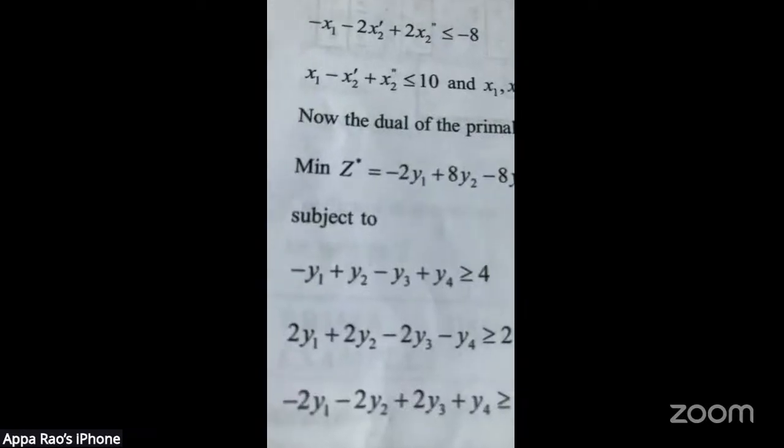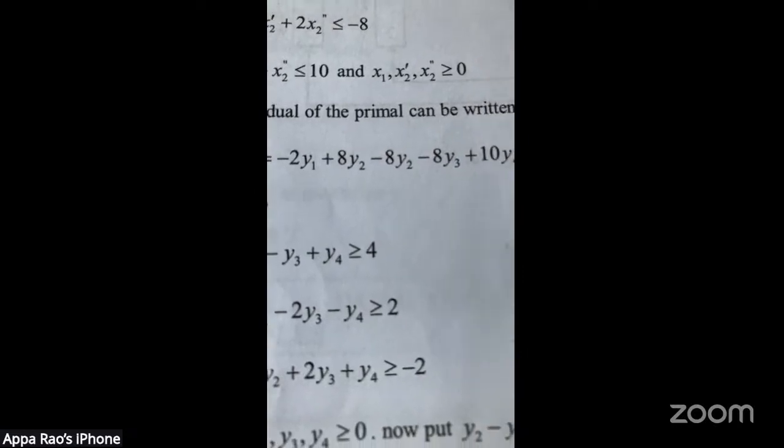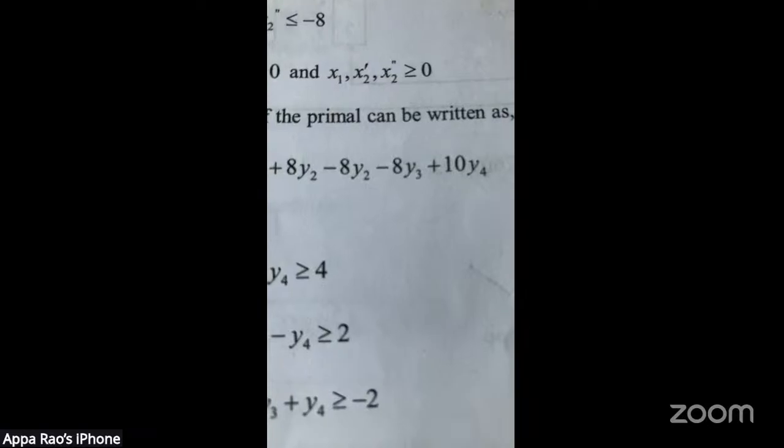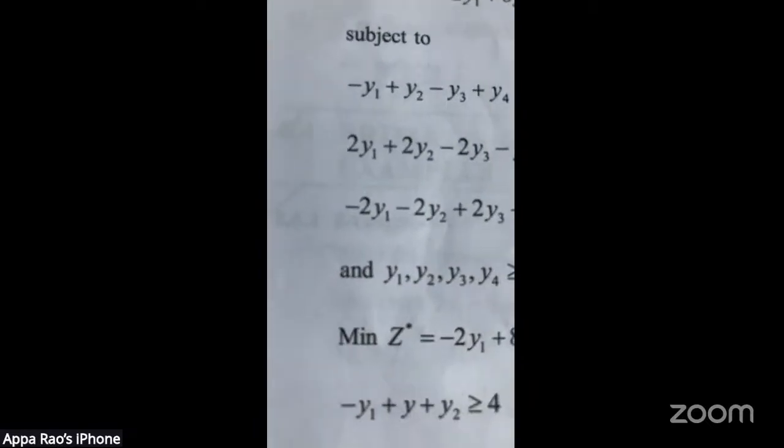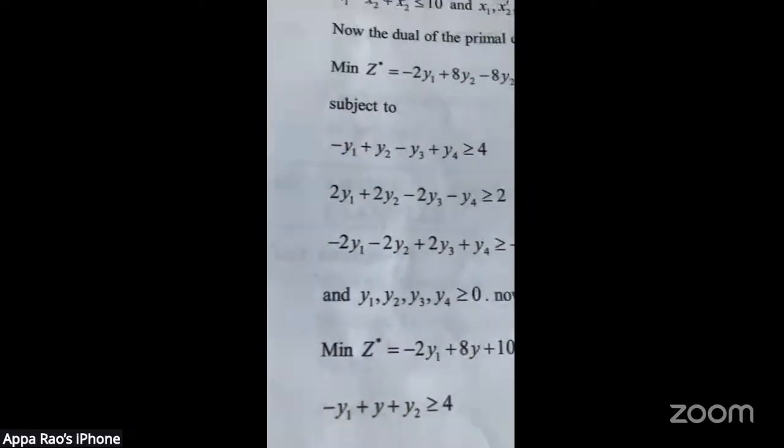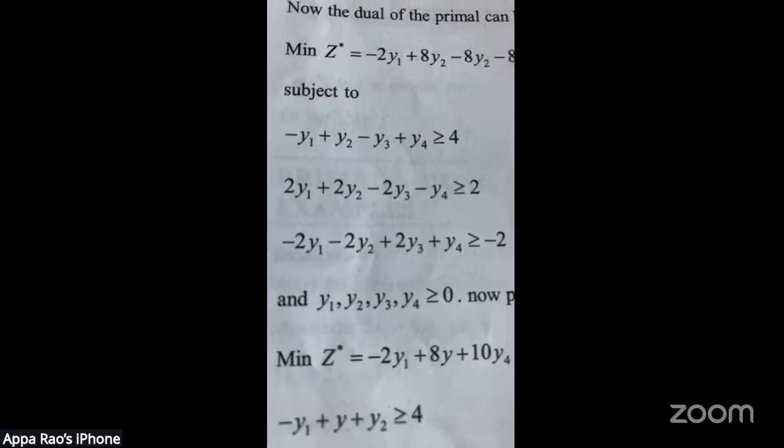So now the dual of the primal can be written as minimum z star equal to minus 2y1 plus 8y2 minus 8y3 plus 10y4, subject to constraints minus y1 plus y2 minus y3 plus y4 greater than or equal to 4, 2y1 plus 2y2 minus 2y3 minus y4 greater than or equal to 0, minus 2y1 minus 2y2 plus 2y3 plus y4 greater than or equal to minus 2, and y1, y2, y3, y4 greater than or equal to 0.